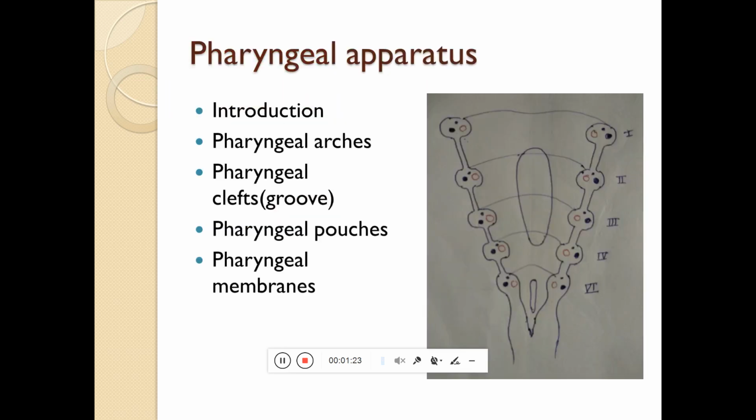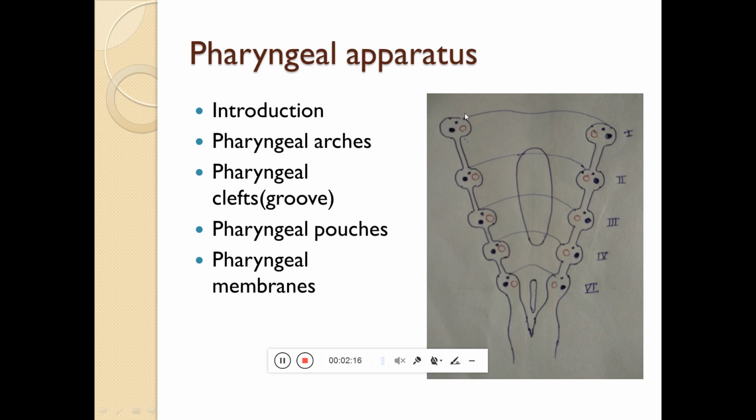Now we'll discuss the development of the pharyngeal arches. Actually, the pharyngeal arches by themselves are not sufficient. Along with the pharyngeal arches, we must know the related structures like pharyngeal clefts or grooves, pharyngeal pouches and pharyngeal membranes, and collectively all of this is known as the pharyngeal apparatus. Now, first, what are pharyngeal arches? They are mesodermal thickenings derived from the paraxial mesoderm as well as some neural crest, and the structures developing are known as pharyngeal arches proper.